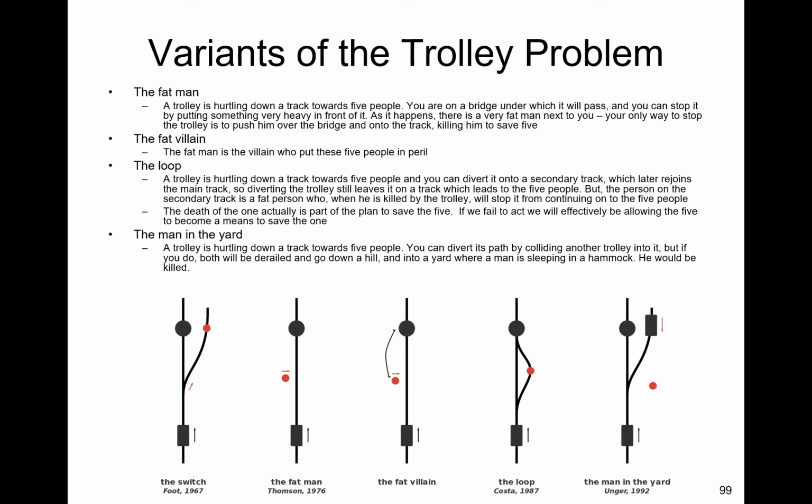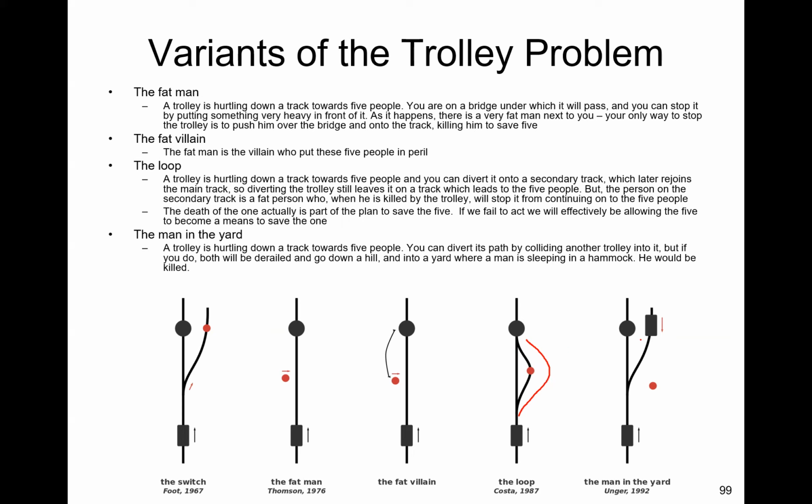The loop: a trolley is hurtling down a track towards 5 people. You can divert it onto a secondary track, which later rejoins the main track. So that's the diversion of the track. There's a fat man on the side track. So if you divert it, then the fat man will stop the 5 other people.